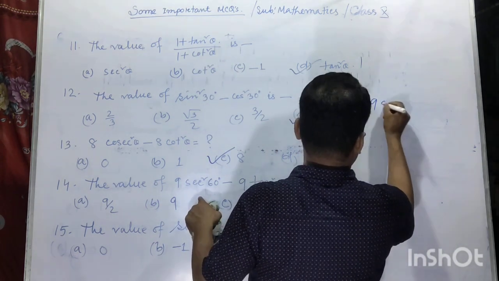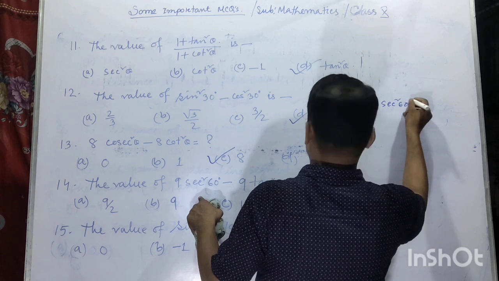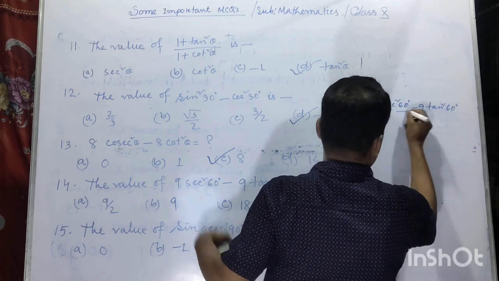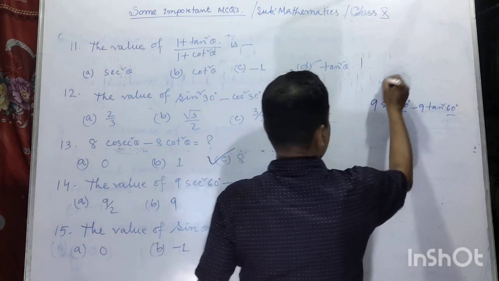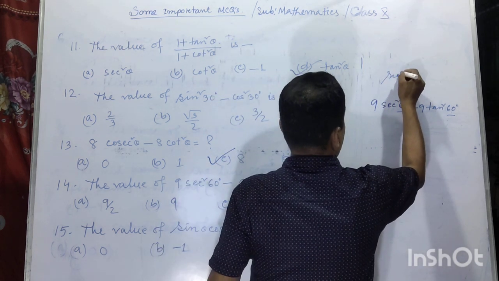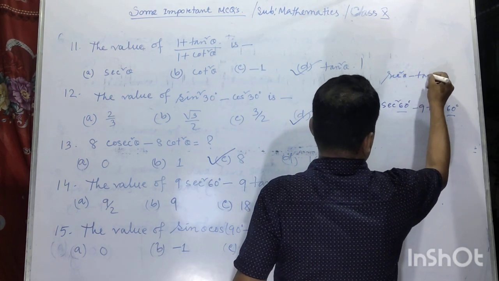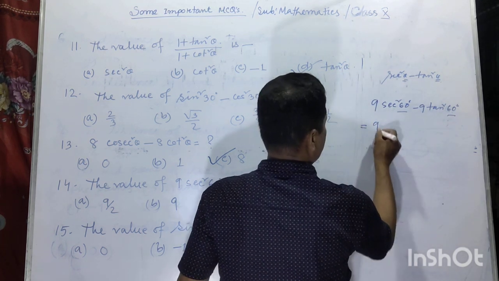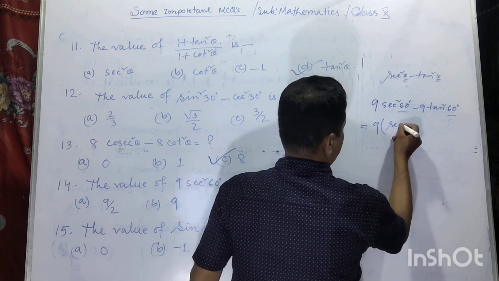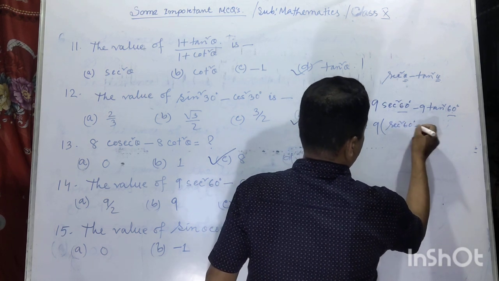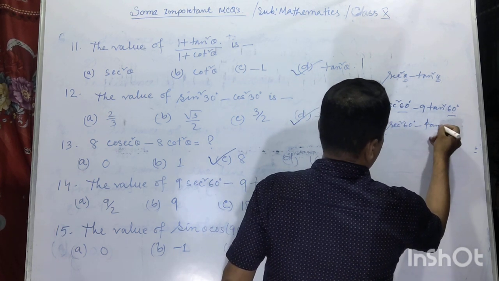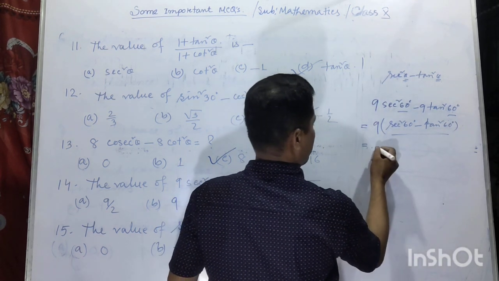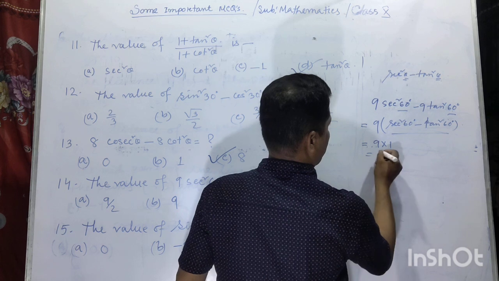9 sec square 60 degree minus 9 tan square 60 degree. The theta value is the same. Like this way we can write this sec square theta minus tan square theta. That means the theta value is the same, 60 degree. So we can take 9 common, 9 sec square 60 degree minus tan square 60 degree. This one also value is 1. Then we can write here 9 into 1, that is 9.